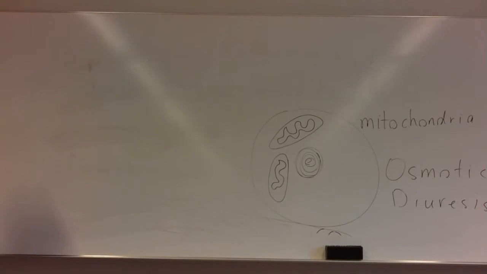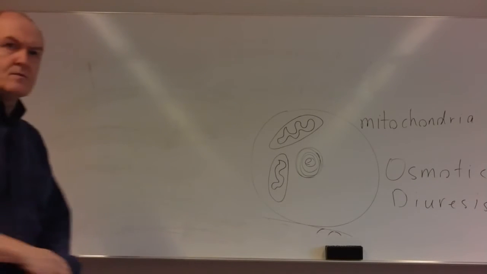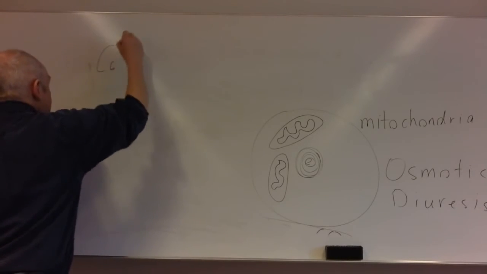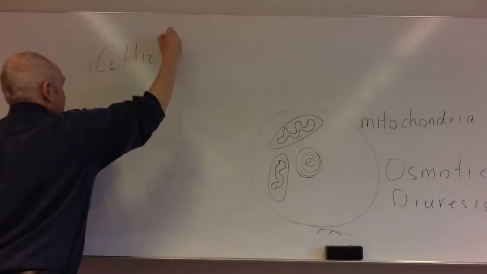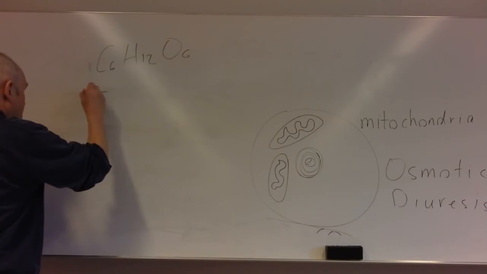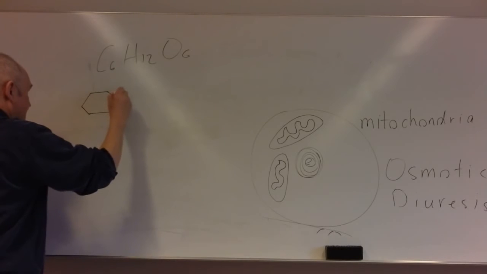Well, glucose is a simple molecule. Glucose is actually only C6H12O6. So a glucose molecule only contains 24 atoms. Quite a small molecule. And it's this kind of shape. It's a hexagonal shape.